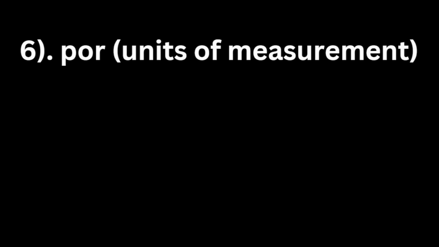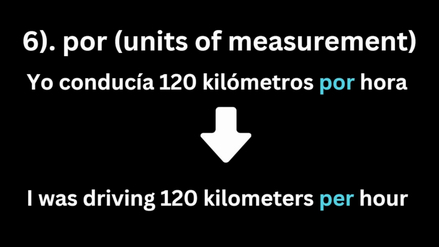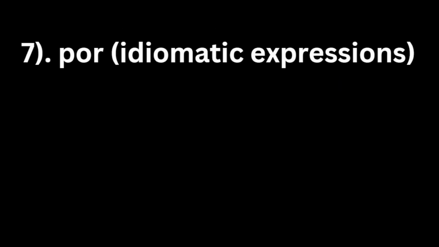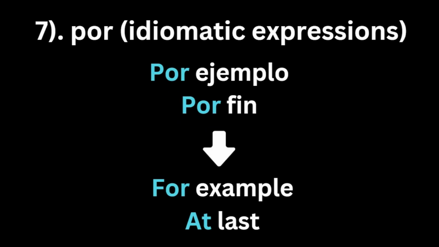Por can also be used for units of measurement, like yo conducía a 120 kilómetros por hora, which means I was driving 120 kilometers per hour, with por acting as the preposition per. Even though it's not a useful sentence, it does make sense for use of por. At last, por is also used for idiomatic expressions like por ejemplo and por fin, which mean for example and at last. And you have the prepositions for and at, which don't really make sense in English, but once again, that's how por functions with movement, time, and action.